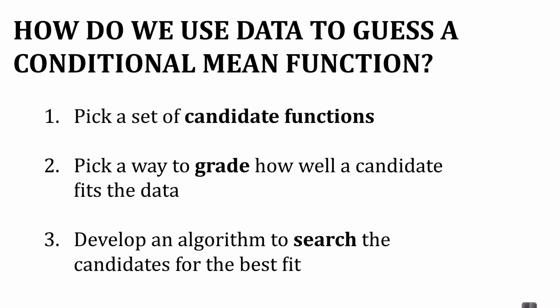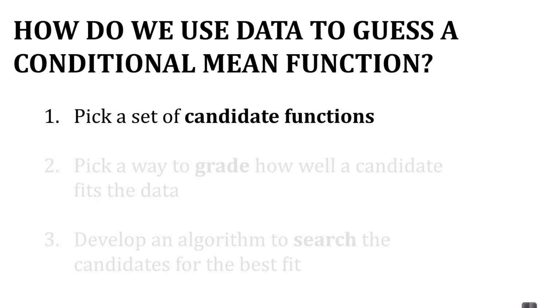It's always these three steps. Step 1, pick a set of candidate functions. Step 2, pick a way to grade how well a candidate function fits the data that we have. And then step 3, we develop an algorithm that searches our set of candidates for the one that fits the best. So let's dig into this.